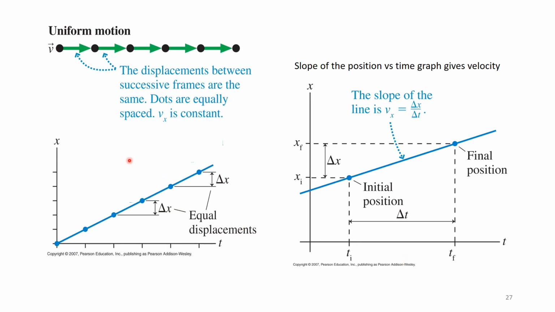All right, so here, let's look at a special case. Let's look at something called uniform motion. And what does uniform motion mean? It means moving at constant speed. Okay, well, constant velocity, sorry.